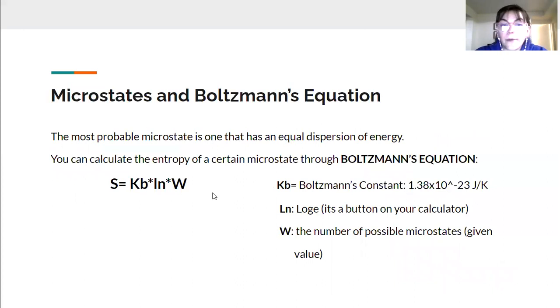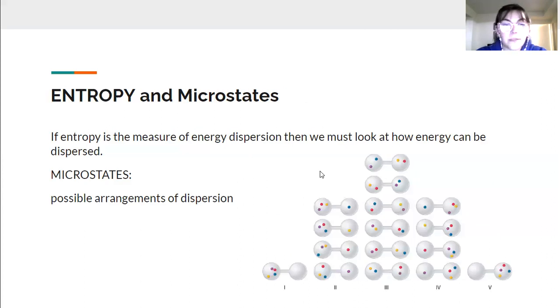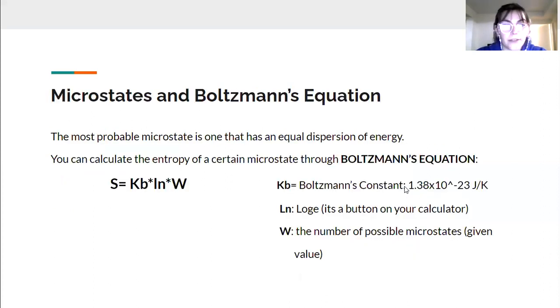So the most probable microstate is the one that has an equal dispersion of energy, as we see in this example, where we have 2 particles on the left, 2 particles on the right. We have 6 possible ways to get that dispersion, whereas in the other microstates, we only have 4 and 1 possible way to get those. So this applies to all reactions, that the most probable microstate is the one that has an equal dispersion of energy.